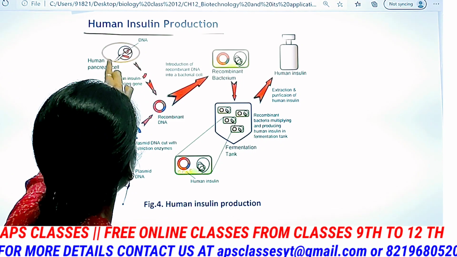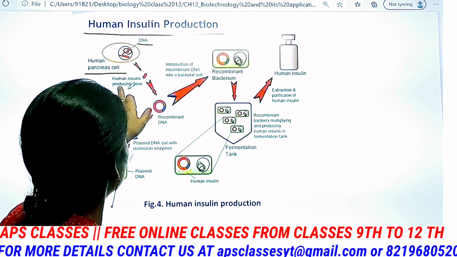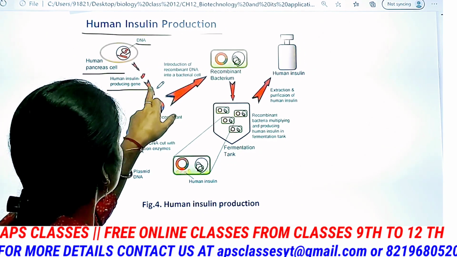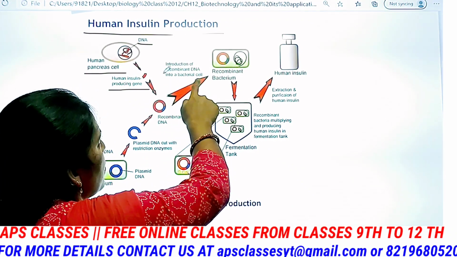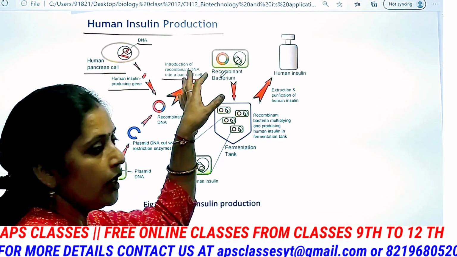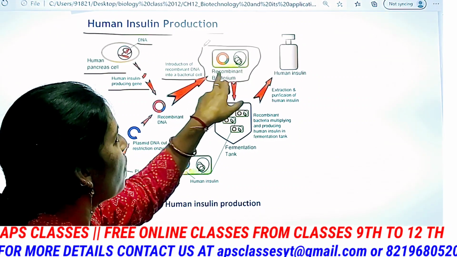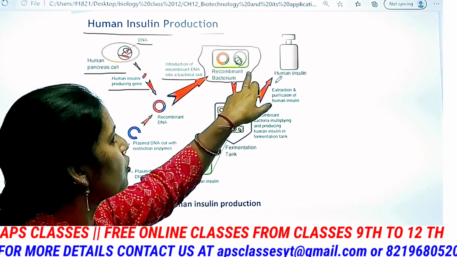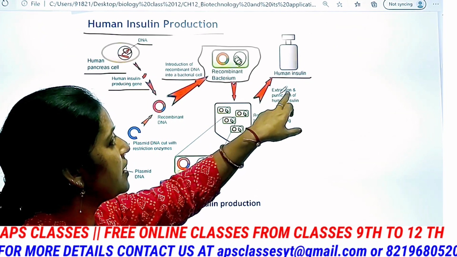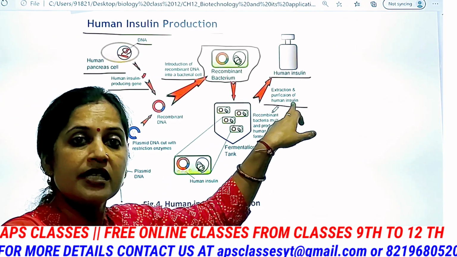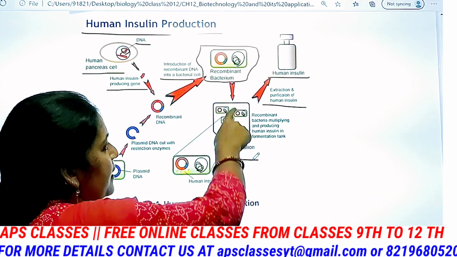So this is the human pancreas cell, and in the human pancreas cell this is the DNA and these are the human insulin producing genes. These genes produce human insulin, and this is the introduction of recombinant DNA into the bacterial cell. यहाँ पर जो हमारा recombinant DNA है that is directly introduced into the bacterial cell, and this is the recombinant bacterium. And after the recombinant bacterium, this is the human insulin, and this is the extraction and purification of the human insulin.